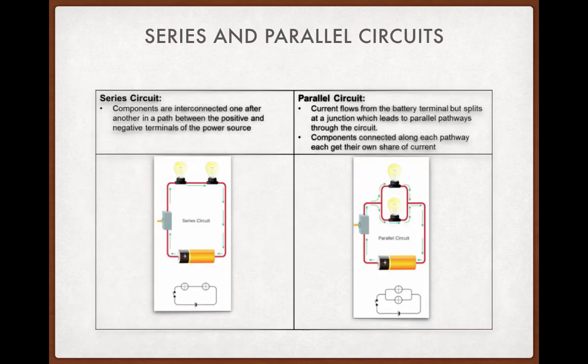Here we have series and parallel circuits. A series circuit is where the components are interconnected one after another in a single path between the positive and negative terminals of the power source. This means that current through both components is the same. In a parallel circuit, we have components connected in parallel, and the current branches, one path through one component, the other path through another component, for as many parallel components as we have, and the sum of these branch currents equals the total current of the circuit.